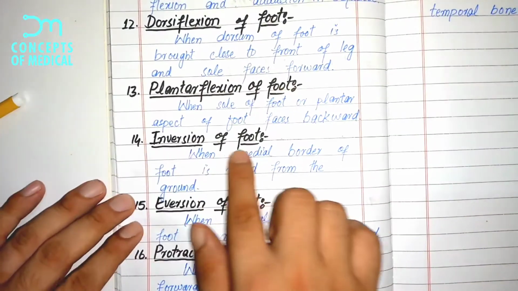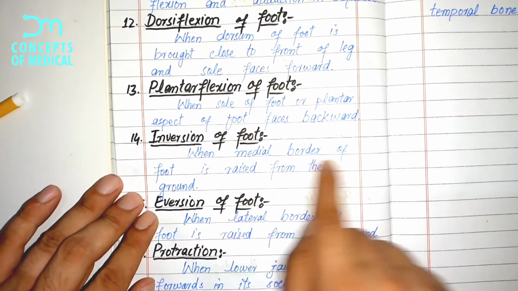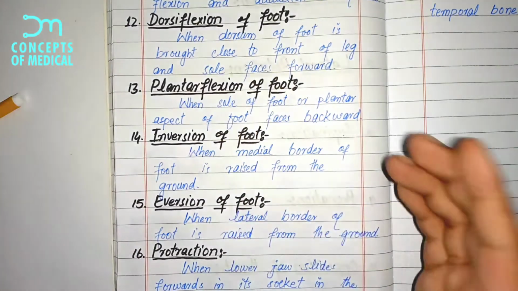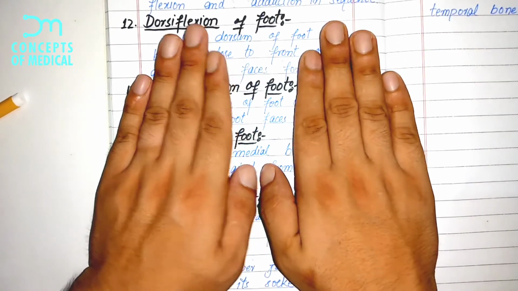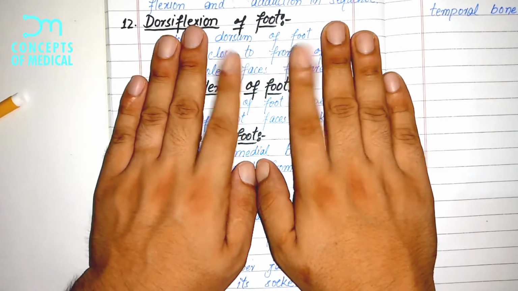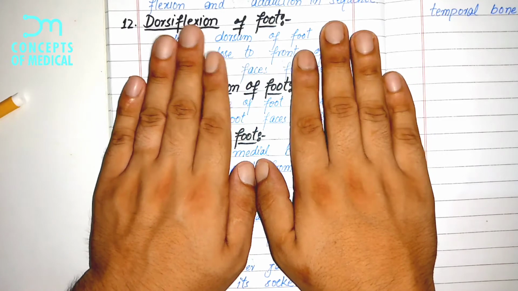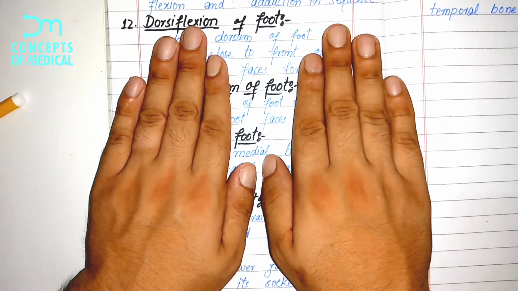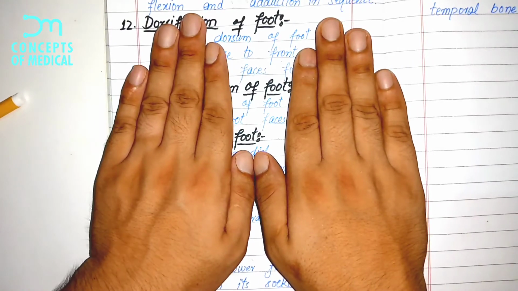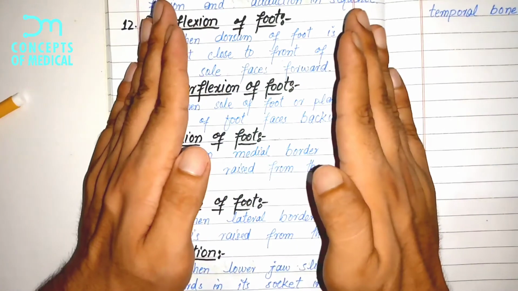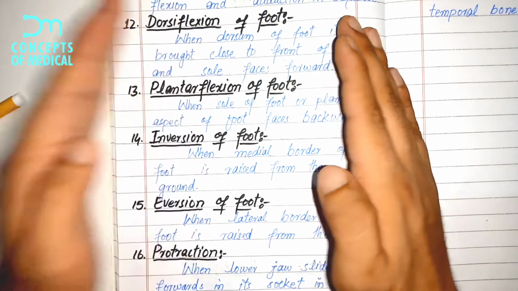Another term here is inversion of foot. Inversion is when the medial border of the foot is raised from the ground. Let's suppose this is both my feet. These two borders are the medial borders of my feet, and these are the lateral borders. This is just an example, it's actually my hand. Whenever I raise the medial border of my foot like this, this movement is called inversion.